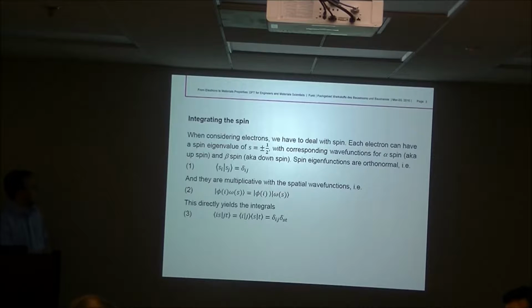First thing is getting rid of the spin. So when we consider electrons, we have the spin, we know this, and the eigenvalue can be plus or minus 1/2. And we have corresponding wave functions for either alpha spin, which is up, or beta spin, which is down spin. The good thing is that spin eigenfunctions are orthonormal, so this works easily. And they're multiplicative with the spatial wave function. So if we want our wave function with the spatial coordinates and the spin, we just multiply. And this is all we need.